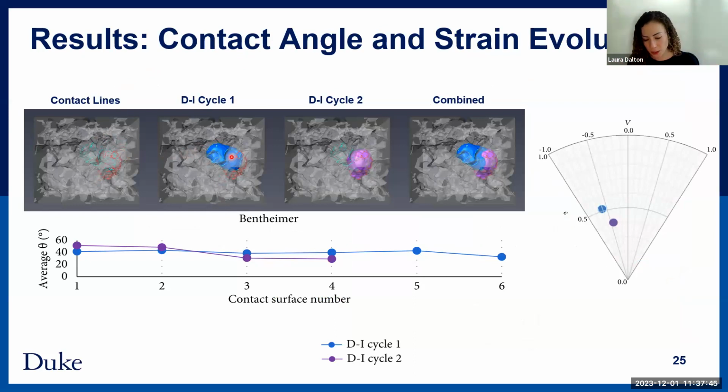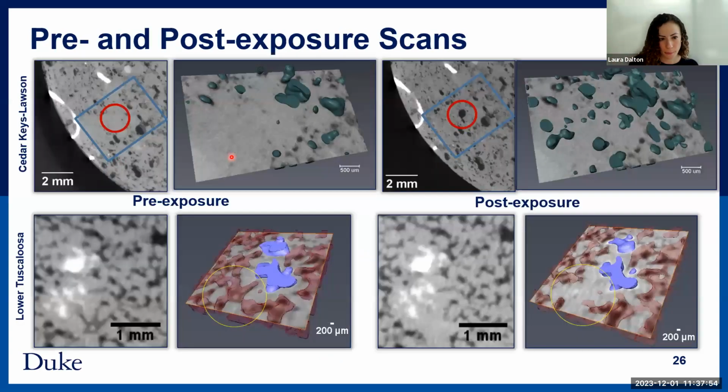The takeaway was it did improve the amount that could be stored and actually improved more so for the tighter porosity sample. And then just really briefly, another option is just doing pre and post scans.